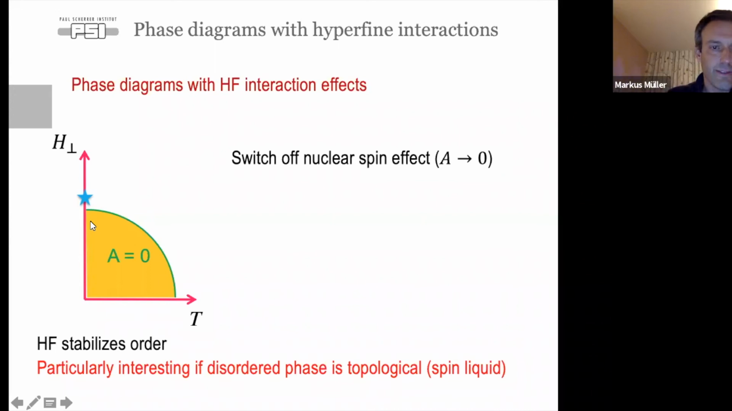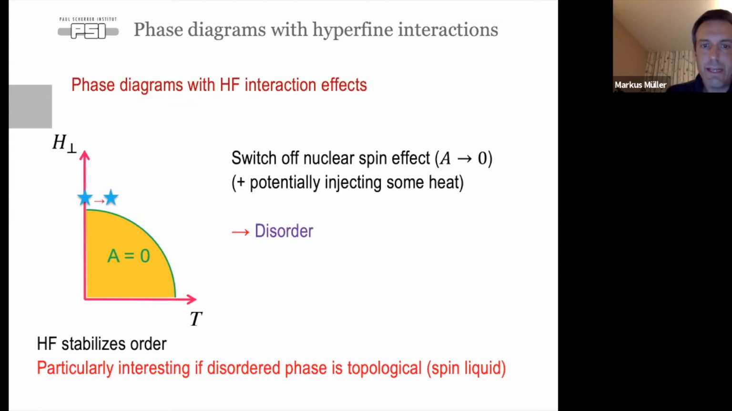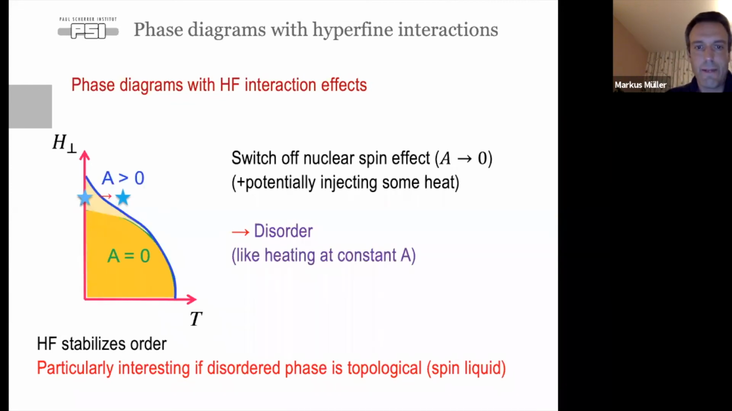You could think of a spin liquid that is almost a spin liquid, but not quite yet, and it's ordered, and then you kick off the nuclear spin, and then it becomes a spin liquid. That would be very interesting. However, the disorder that you create is essentially the same as if you did heating, and therefore it's a bit hard to know whether you did actually something interesting in controlling the nuclear spins or whether you just injected energy, right?